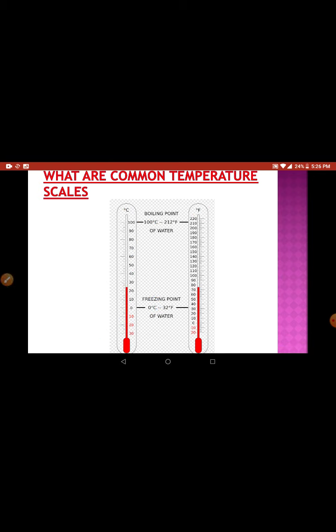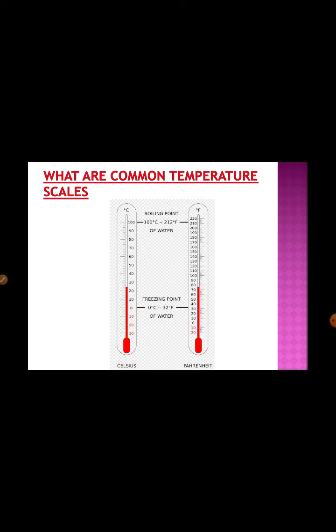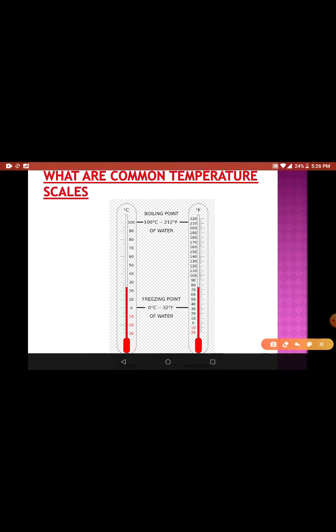So what are the steps? First we fix the lower fixed point, then we fix the upper fixed point, and then we divide the interval between them into equal intervals. That is how we design a thermometer.